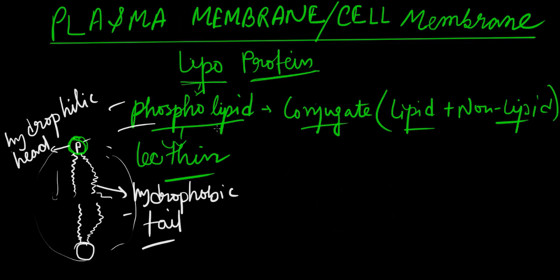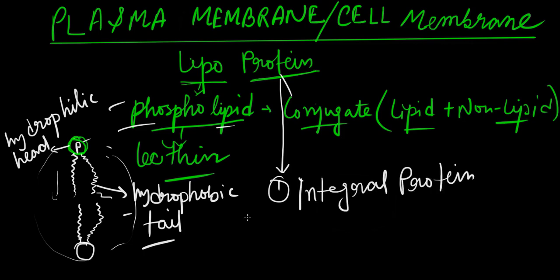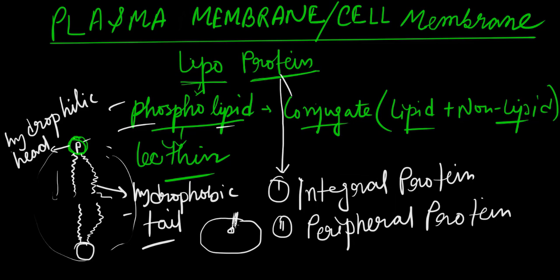And not only the phospholipid part is present, they have a protein part also. Now we will understand the protein part. In the cell membrane, two kinds of protein are present. First is the transmembrane protein or integral protein, which is present in the cell membrane through and through like this. And there is another protein which we call peripheral protein, which is present on only one side of the cell membrane. So these two kinds of protein are present. This is all about the phospholipid bilayer or the cell membrane.